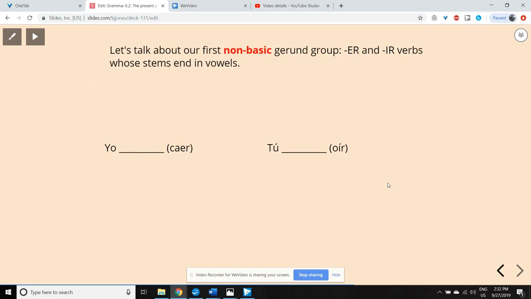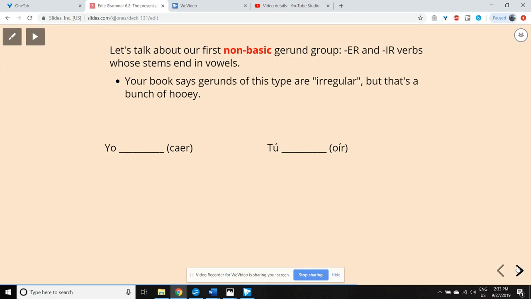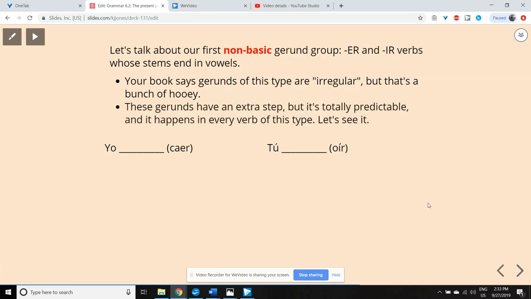So let's talk about our first non-basic gerund group. This is ER and IR verbs whose stems end in vowels. Now, your book says that gerunds of this type are irregular, but that is a bunch of hooey. It's just not true. Your book drives me nuts with this stuff. These gerunds have an extra step, but it is totally predictable. It's rule-driven, and it happens in every verb of this type when you make its gerund. It's not irregular. It's just different. It still follows a predictable process. Ugh, this book.